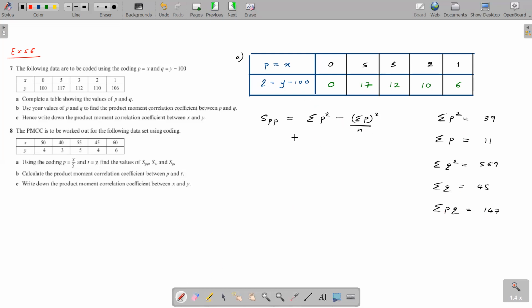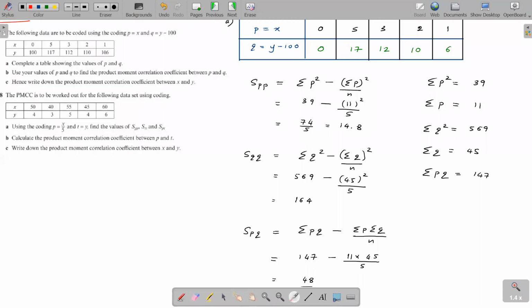Now let's substitute. Sigma p square is 39 minus sigma p, which is 11, whole thing square, divided by n. What's n, guys? How many data points do we have? 1, 2, 3, 4, 5. There are 5 data points, because there are 5 pairs of x and y. Each x, y counts as 1 pair. So you can get that value. What's SPP? The answer for SPP is 74 over 5, or in other words, 14.8.